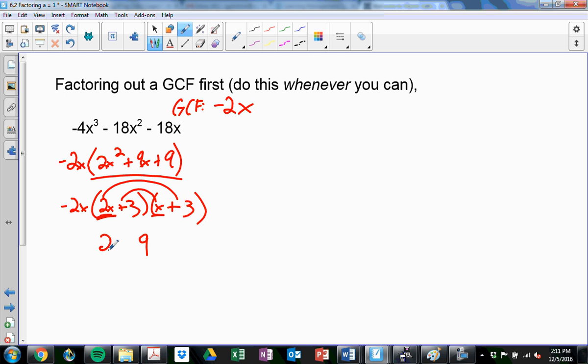This gets me 2x squared. This gets me 9. Checks. So this is how that factors. The negative 2x just sits out there in the front.